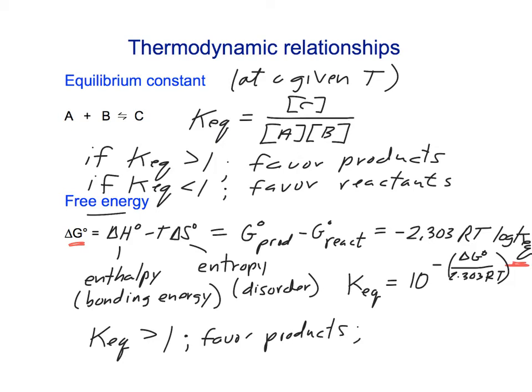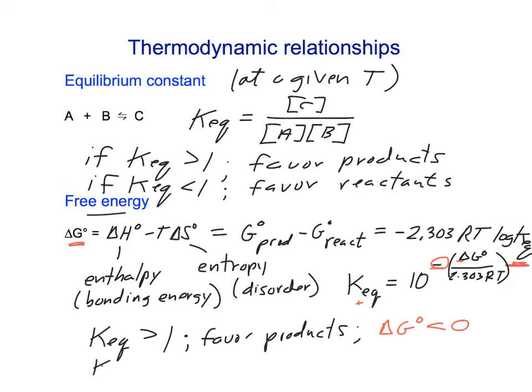But what does this mean about the change in free energy? If the equilibrium constant is positive, and we have this minus up here, then delta G0 must be minus here, because a minus minus gives a positive exponent. And so we get an equilibrium constant greater than 1 if delta G0 is less than 0.